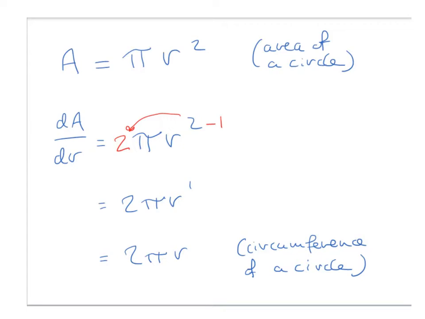So just to go through in a bit more detail how the area, which was pi r squared, the area of the circle, differentiated and gave us 2 pi r. If the area is pi r squared, then dA/dr, the derivative of the area with respect to r, is going to be 2 pi r to the power 2 minus 1. So we bring the 2 down in front and we reduce the power by 1. And 2 minus 1 is 1. So we get 2 pi r to the power of 1, which is 2 pi r, which happens to be the circumference of the circle.